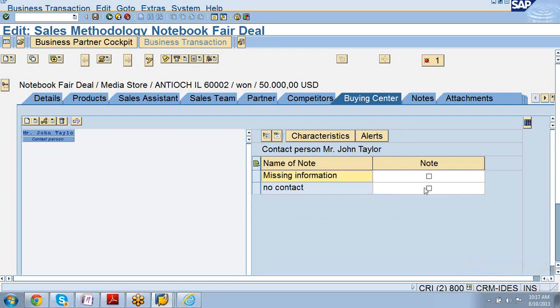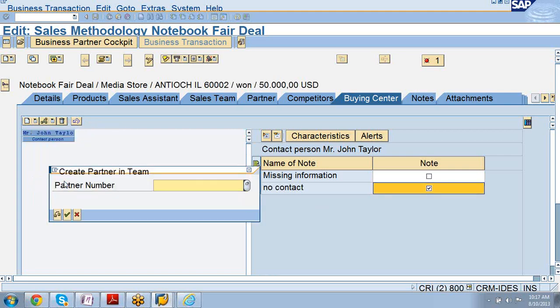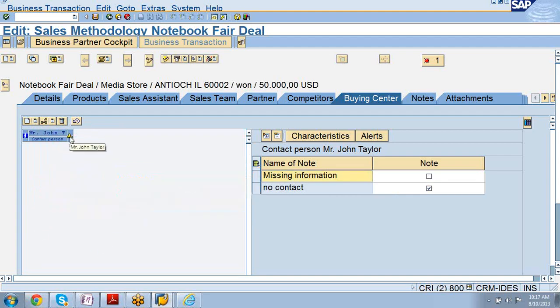So any alerts, if we want to have, yeah, no contact. So immediately you have to make contact with this person. The contact person is Mr. John Taylor. So this buying center will be useful for these kinds of structures. You can create more people over here: who is an approver, who is a decision maker, who is the prospect. You can call that partner number and it will automatically come. This is a screen where all of it is kept. What is this bell? This bell is an alert.